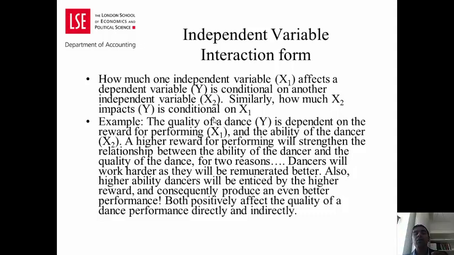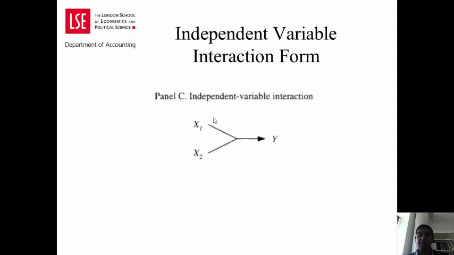We know that a higher reward for performing will strengthen the relationship between the ability of the dancer and the quality of the dance. So if this is higher, it will probably increase the likelihood that any dancer with a certain set of ability, it doesn't make a dancer more capable, but it makes it perhaps more likely that the dancer will focus because the dancer wants that higher reward and therefore produce a high quality performance.